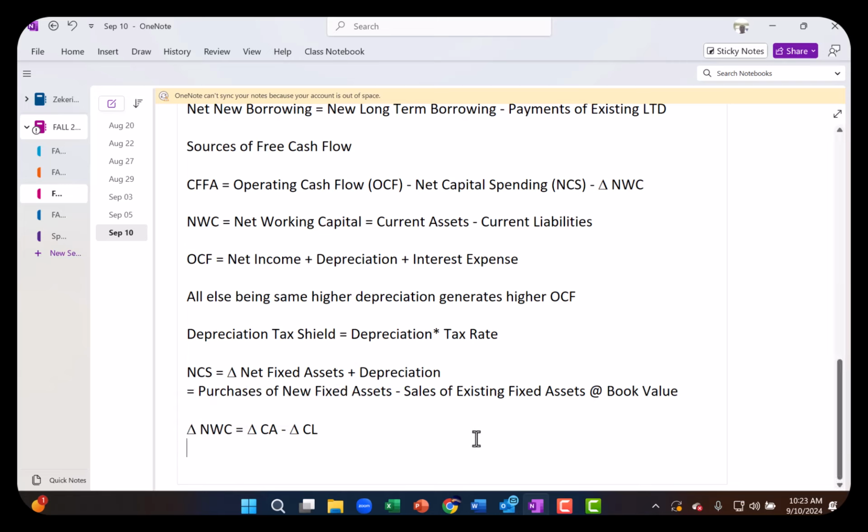You can think of change in net working capital essentially as investment into short-term assets. You know, if you increase your receivables, which is a current asset, that means you sold things to your clients, but they're going to pay you later, right? Well, that needs to be financed. That means you're investing into those assets.